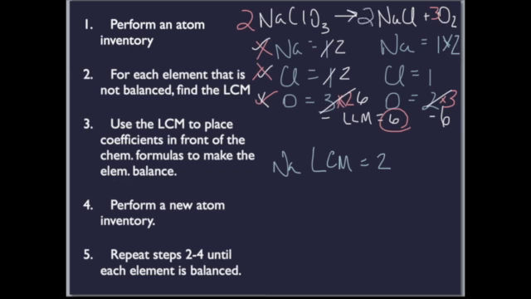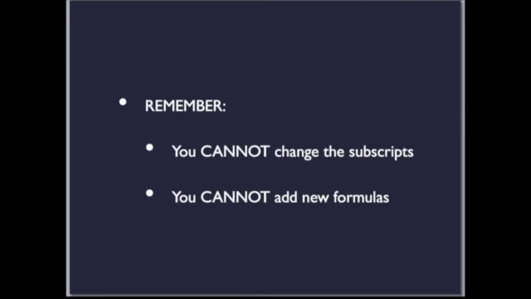Now I do a new atom inventory. I didn't change anything on the left, so those are all still 2, 2, and 6. But now on the right I have 2 sodiums and 2 chlorines. Didn't change the oxygens, that's still 6. Oh look, now my sodiums are balanced, my chlorines are balanced, and my oxygens are balanced. So I'm done.